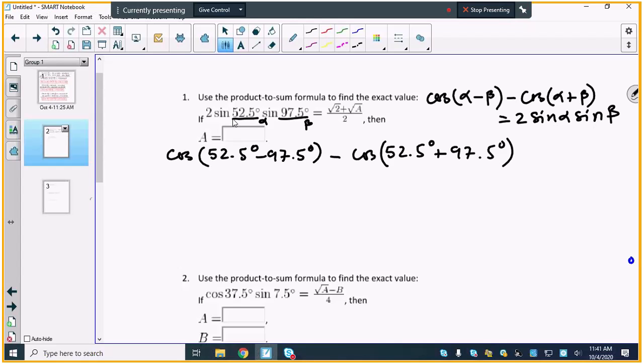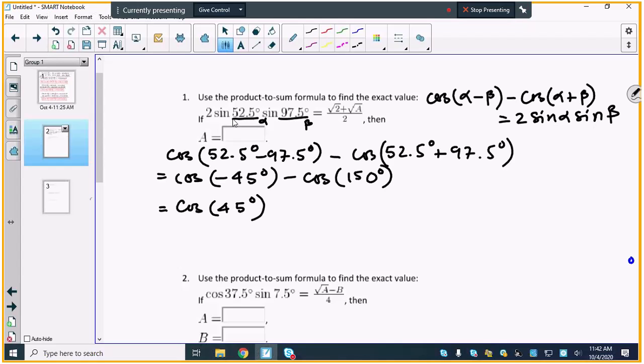Simplify both sums, so I get cosine of, the first one is negative 45 degrees, the second one is going to be 150 degrees. Now I know cosine is even, so cosine negative 45 degrees will be equal to cosine 45 degrees. Even though, I'm going to show you how to do that using reference angles. And the second one will require me to do the reference angles. So let's go ahead and understand both of these angles in terms of reference angles.